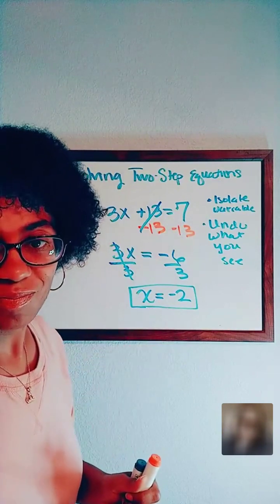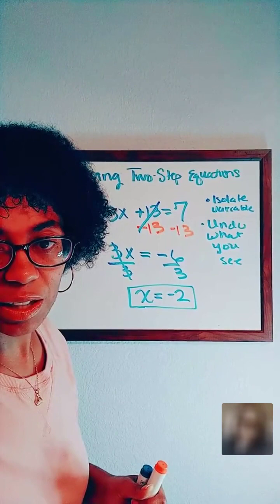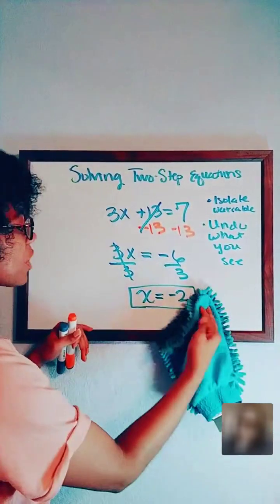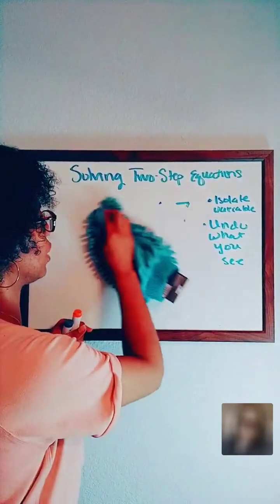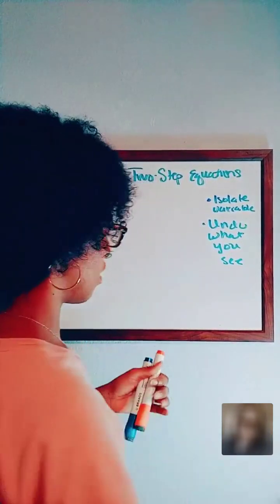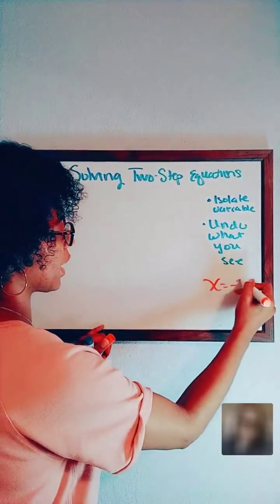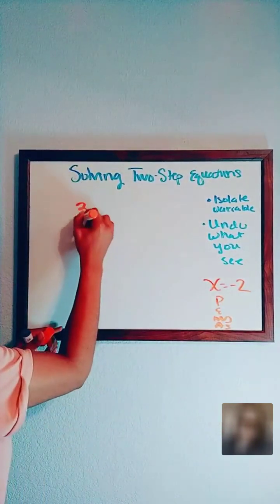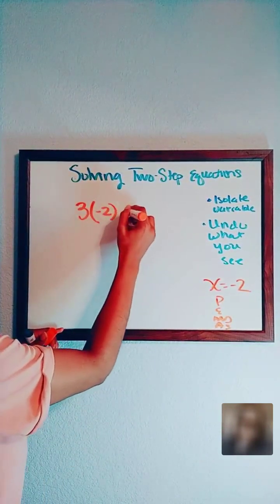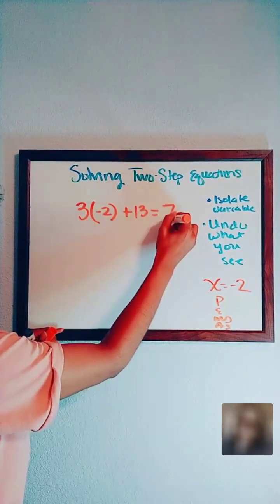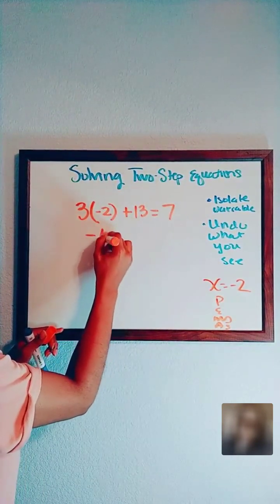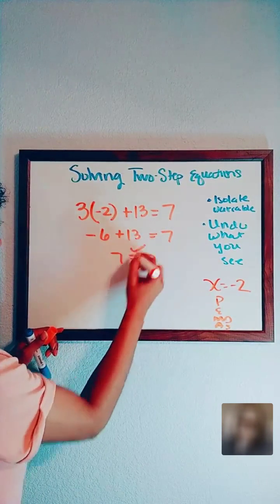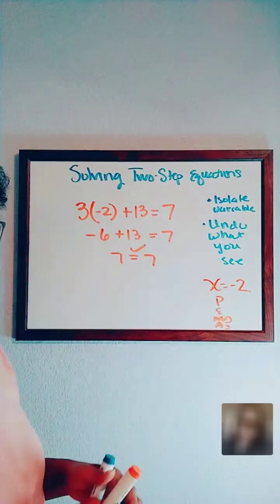Right. It says plug in the x and check your answer. The 3's cancel out. Yes. So for this one, I will do a check so that y'all get used to seeing whatever you need to see. We discovered that x is equal to -2. This is when you perform PEMDAS, right? So now I had 3 times -2 plus 13 is equal to 7. 3 times -2 is -6. Plus 13 is equal to 7. And now I have 7 is equal to 7.